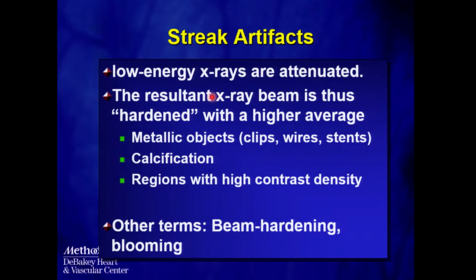Now, when we talk about streak artifacts, remember that the X-ray beams have to penetrate through the patient's body and hit the detectors. So what happens is that there are high energy and low energy X-rays. When the low energy X-rays become attenuated, then you're going to have an X-ray beam that has been hardened. And when that actually happens with a higher weighted average, then everything that has metal, anything that has calcium, and anything that has high contrast is actually going to create what we call a streak artifact, or some people call it a beam hardening artifact.